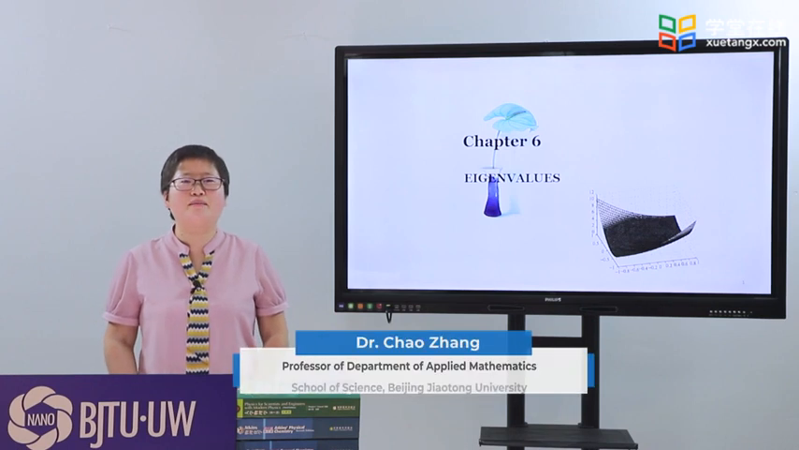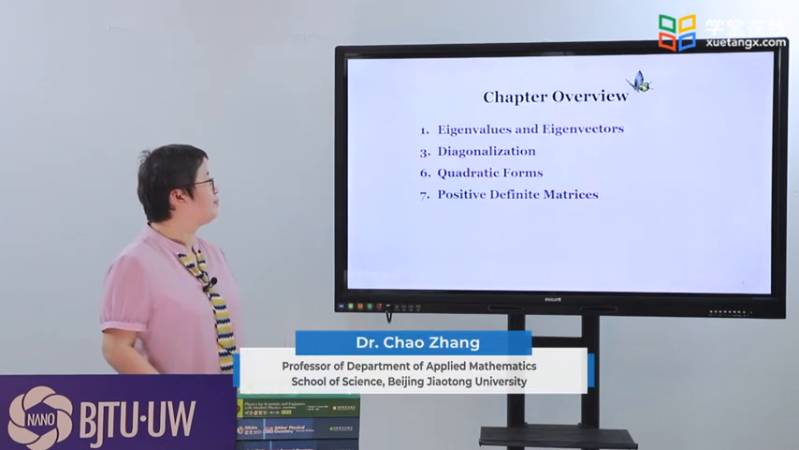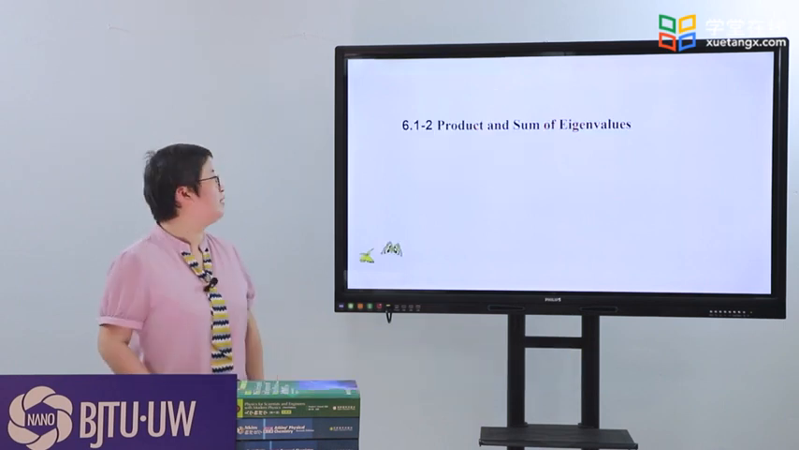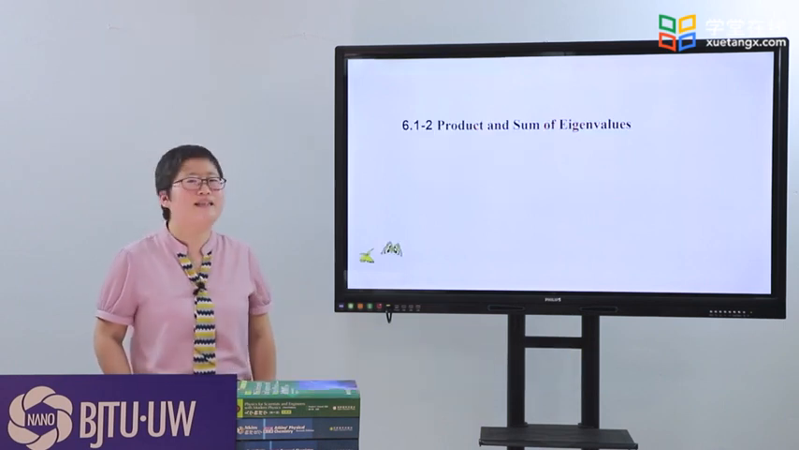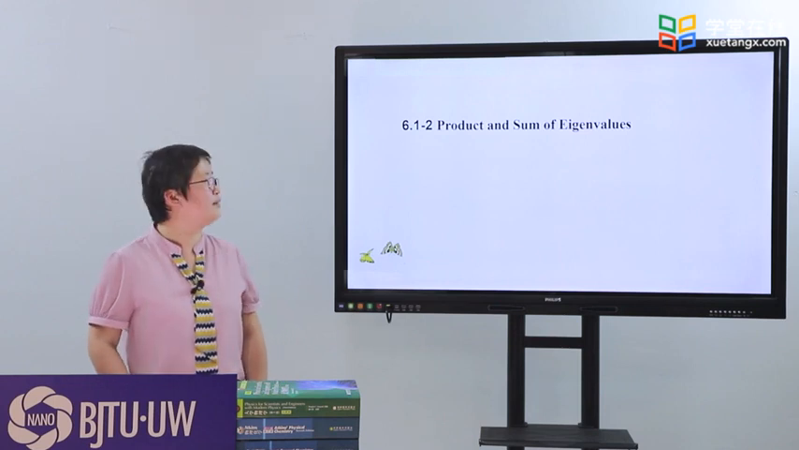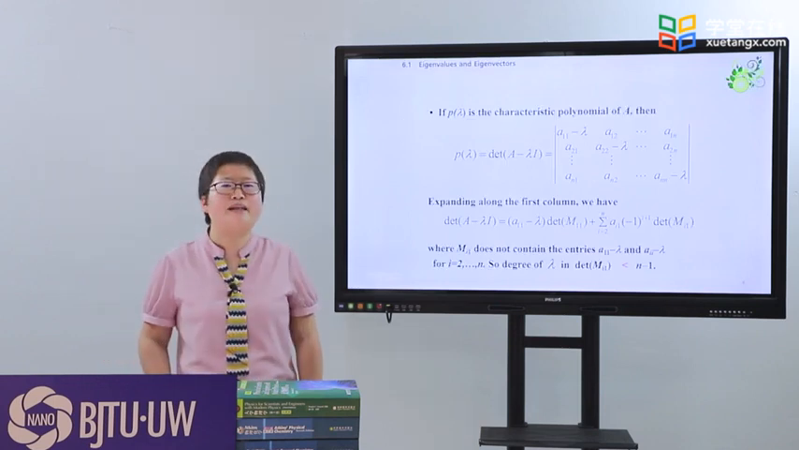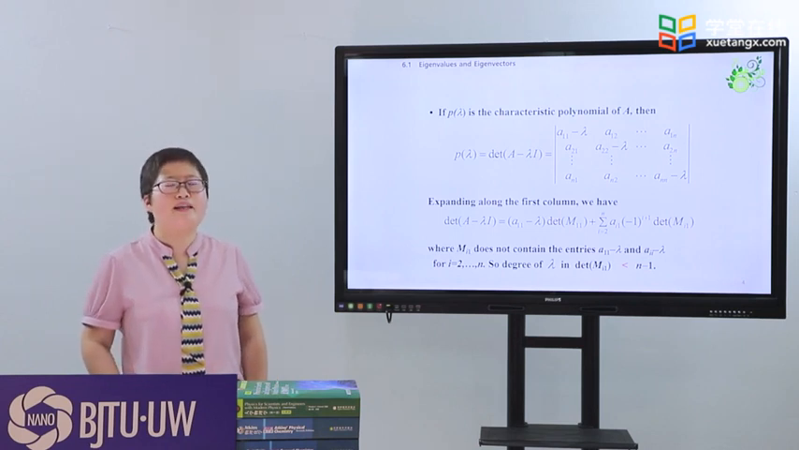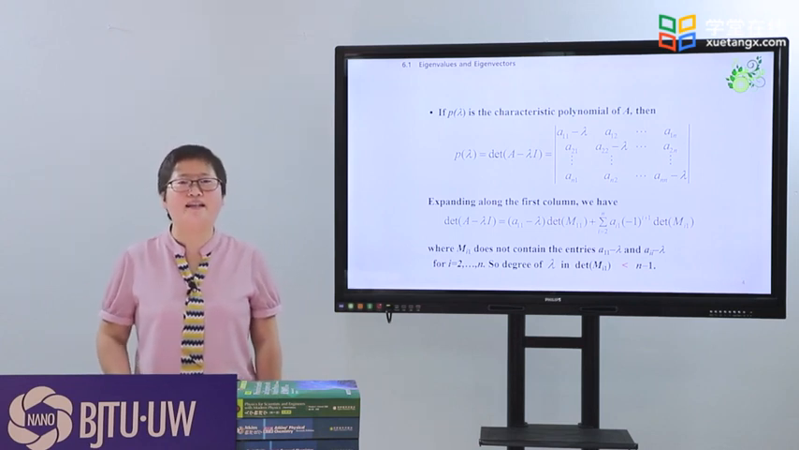We continue to learn Chapter 6, Eigenvalues. Section 1, Eigenvalues and Eigenvectors. Part 2, Product and Sum of Eigenvalues. If p(lambda) is the characteristic polynomial of A, then p(lambda) equals the determinant of A minus lambda I.